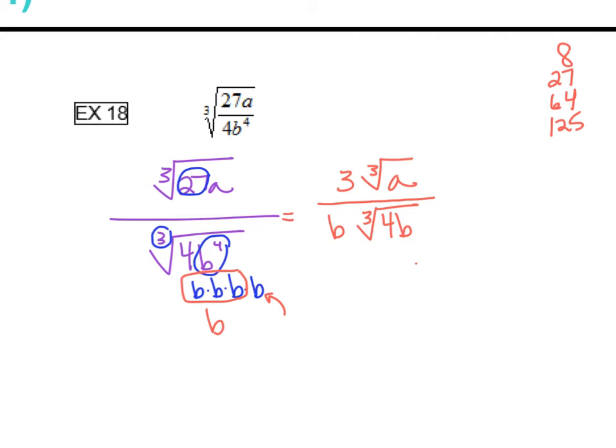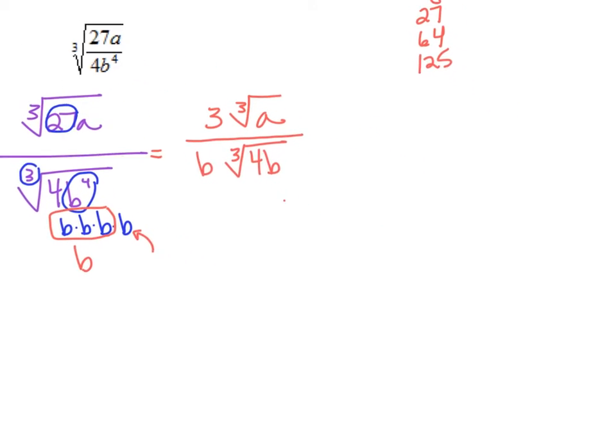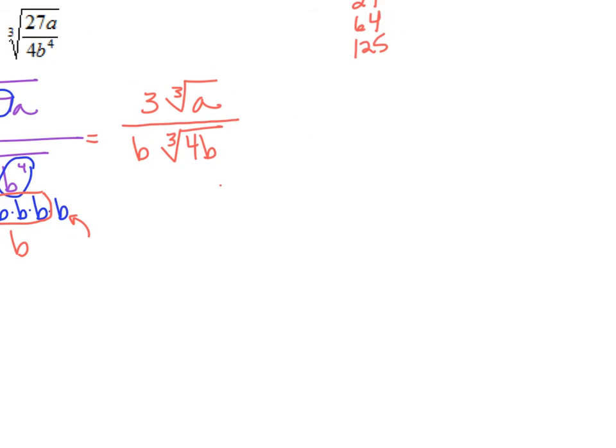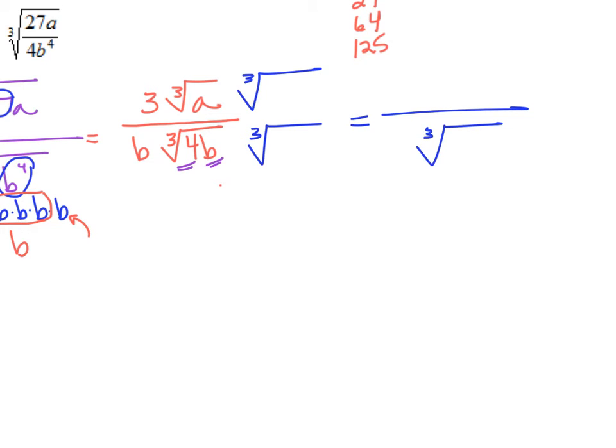Alright, are you ready for this to get fun? Now, what do you think about our answer? Well, there's a radical in the denominator, and we cannot have a radical in the denominator. So we have to multiply this by the cube root of something so that our answer is something we can take the cube root of. Alright, so we have to address two things. We have a 4 and we have a b that we're cube rooting.